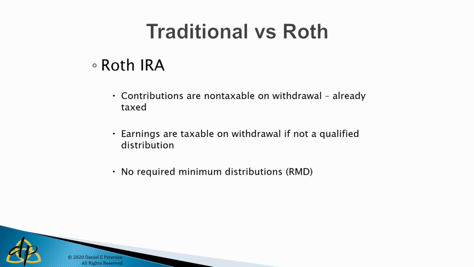And if you'll remember, there's no tax deduction on that contribution. So when those contributions come out of the Roth IRA, there is no tax on that withdrawal. The caveat here is if you take earnings out of that Roth IRA, then those earnings are subject to tax and could be subject to penalty if you don't meet certain requirements.